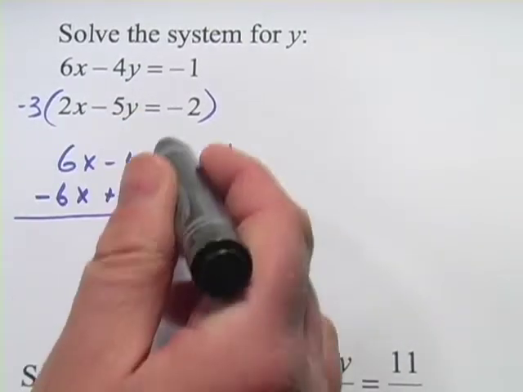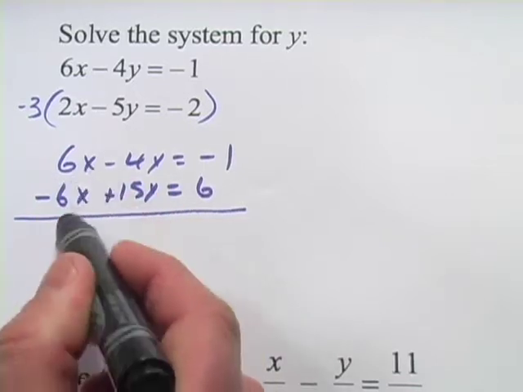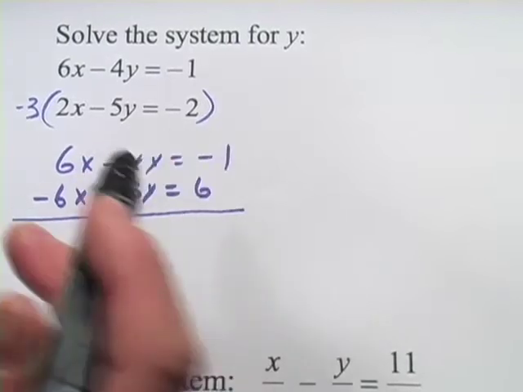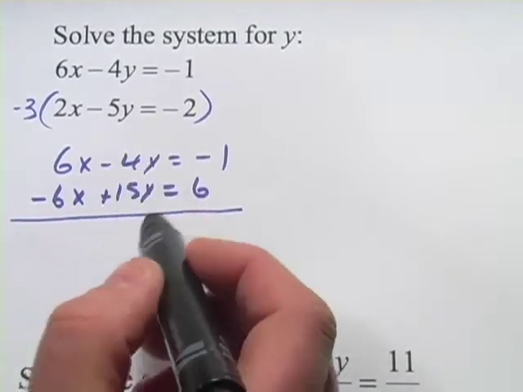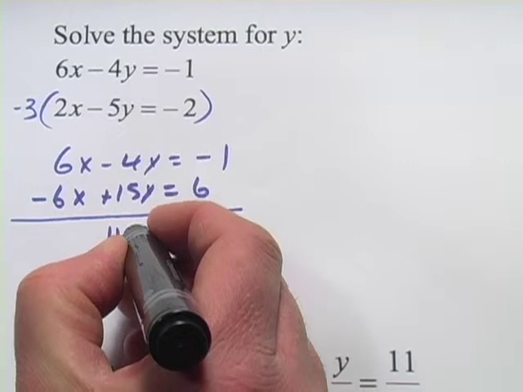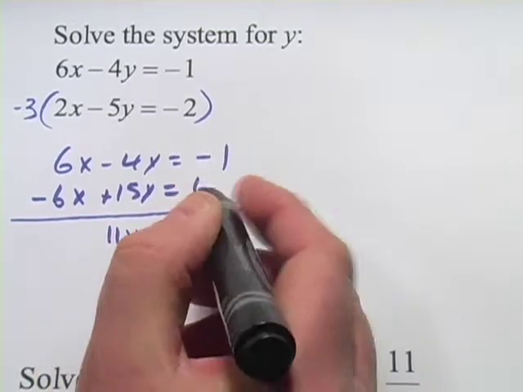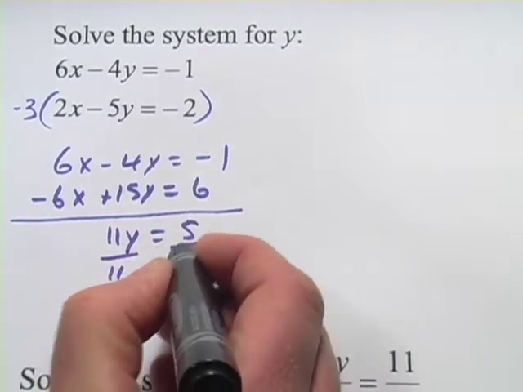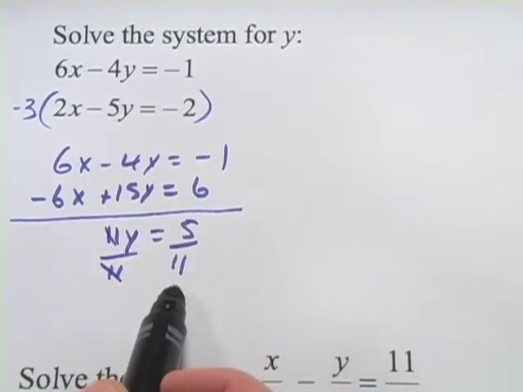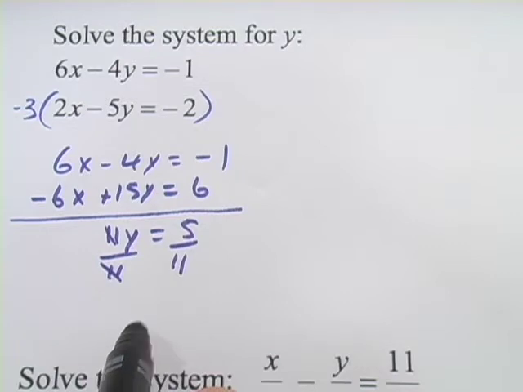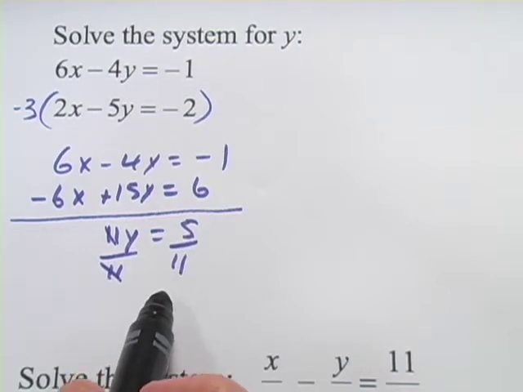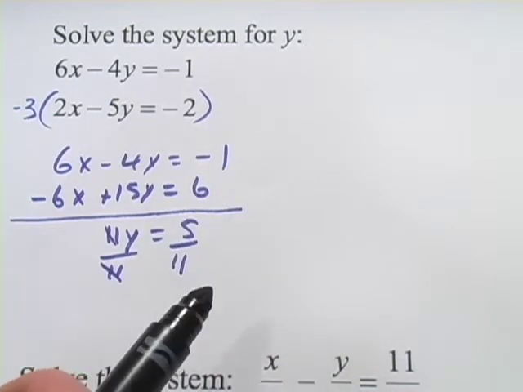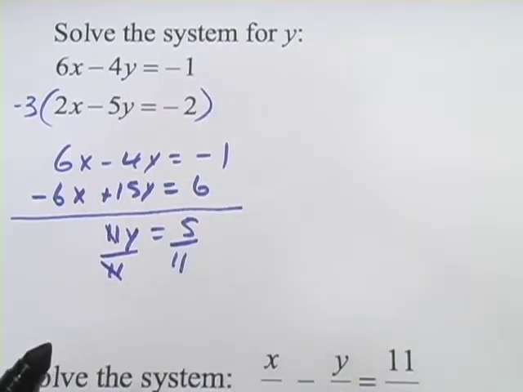Now we're just going to add down the columns. So this comes out to 0x, 6x plus -6x. So I'm not even going to write that. X's just disappear. -4y plus 15y, that would be 11y. And -1 plus 6 would be 5. Now to solve for y, I simply divide by 11 here, and we get y equals 5/11. So I've solved that system for y. If I wanted to completely solve the system, I could take that y value, plug it back in to one of these equations and solve for x. But this time we only had to solve for y.